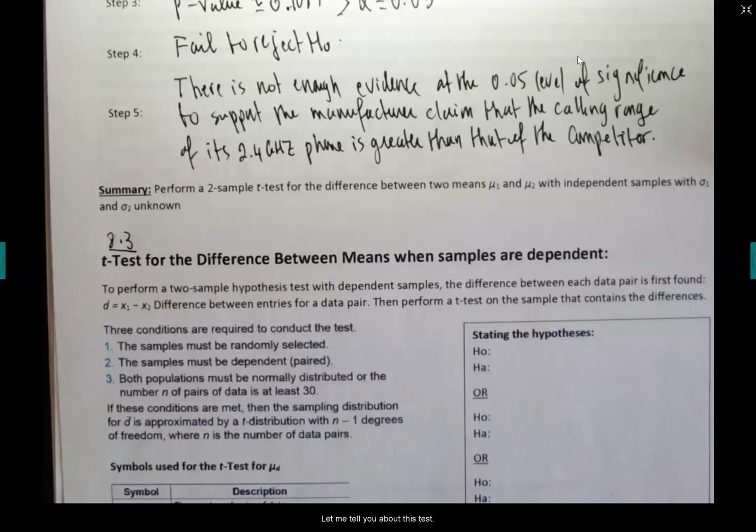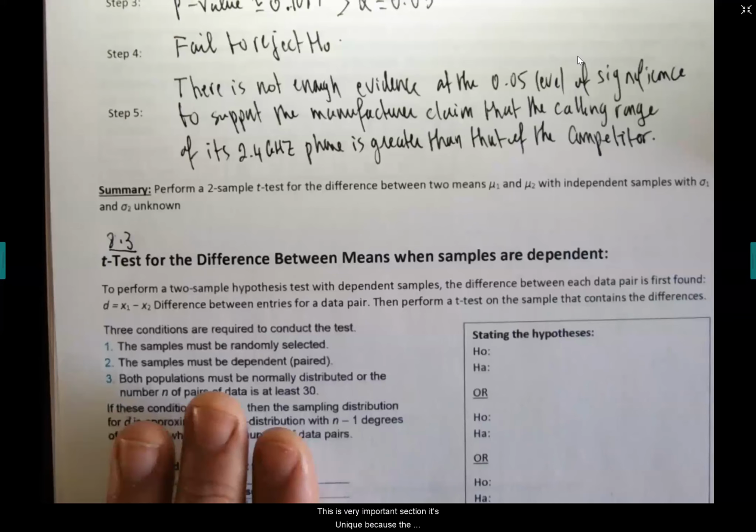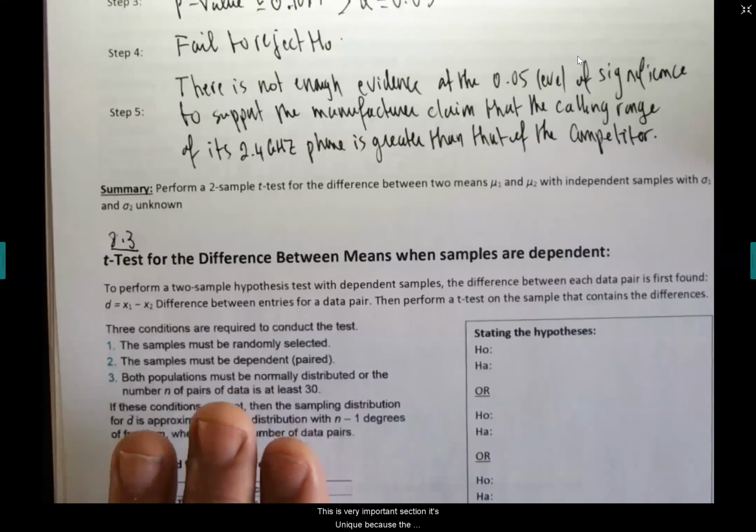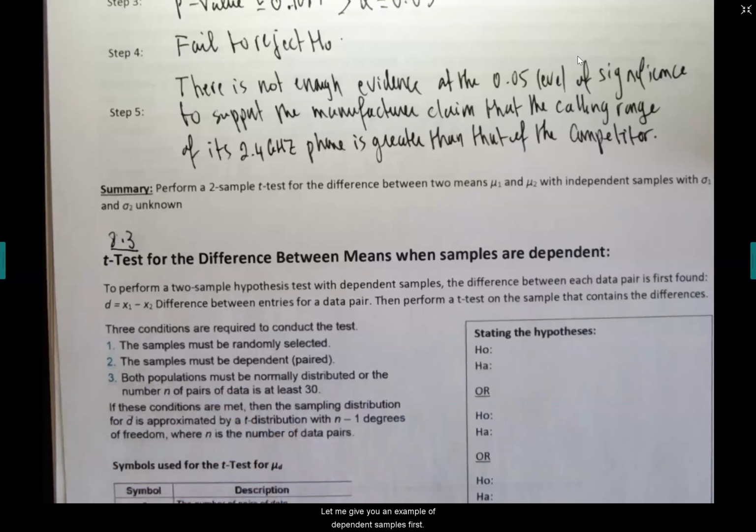Let me tell you about this test. This is a very important section. It's unique because the samples are dependent. Let me give you an example of dependent samples first. I take 20 students. I measure their heartbeat rate before they take a test. And then again, I take the same 20 students and I measure their heartbeat per minute rate while taking the test. These samples are dependent because they are referring to the same students.